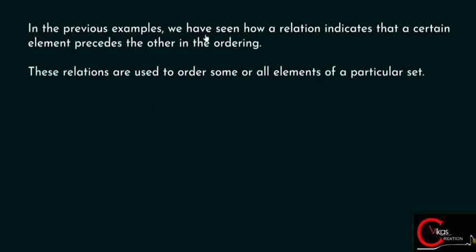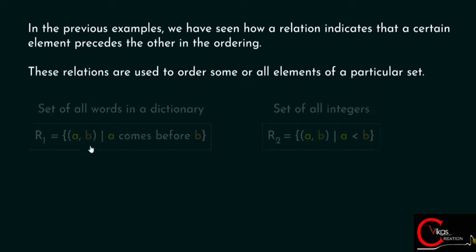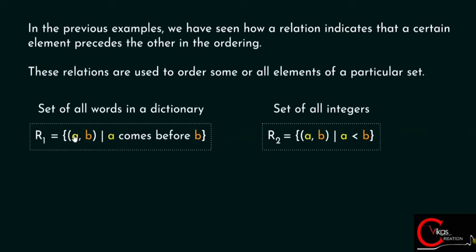In the previous examples, we have seen how a relation indicates that a certain element precedes the other in the ordering. These relations are used to order some or all elements of a particular set. We know that R1 is helping in ordering all words in a dictionary, and R2 is helping in ordering all integers. Here obviously ordering depends on these conditions that we have specified.